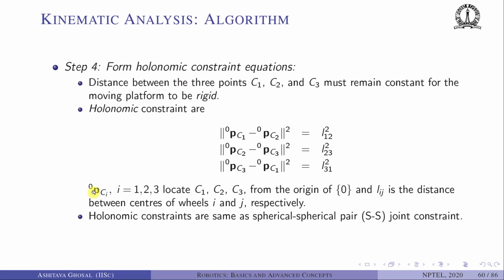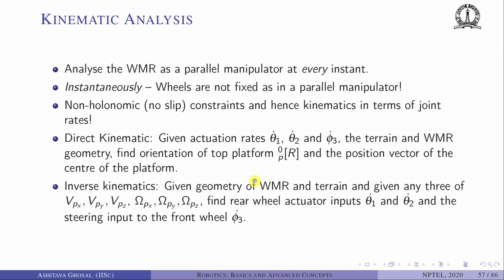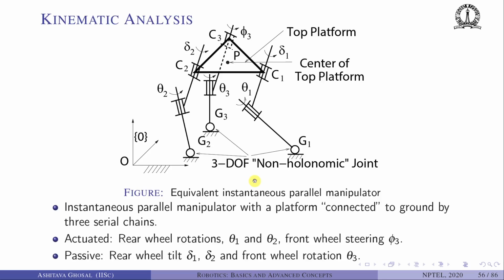So PCI with leading superscript 0, for I equals 1, 2, 3, locates C1, C2, C3 from the origin of the reference coordinate system. And Lij is the distance between the centers of wheel I and J. Okay, so these holonomic constraints are very similar to SS joint constraints. So let's look at this constraint once more. I have C1 to C2, the distance will be constant. C1 to C3, the distance will be constant. C3 to C2, the distance will be constant because otherwise the platform is not rigid.